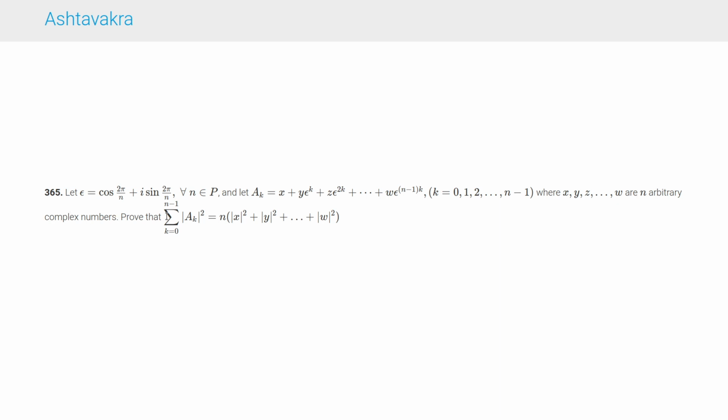Prove that sigma k is equal to 0 to n minus 1 modulus of ak square is equal to n into (mod x square plus mod y square plus so on up to mod w square).